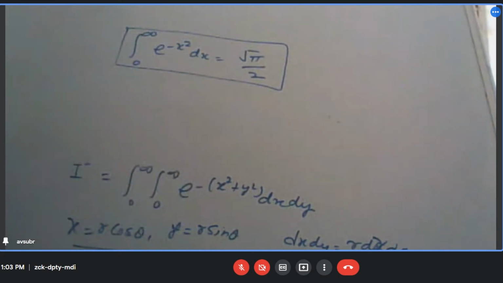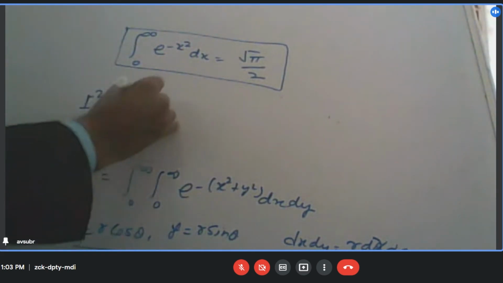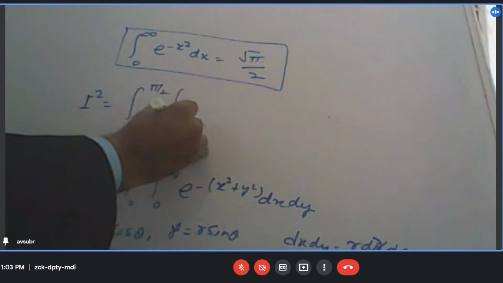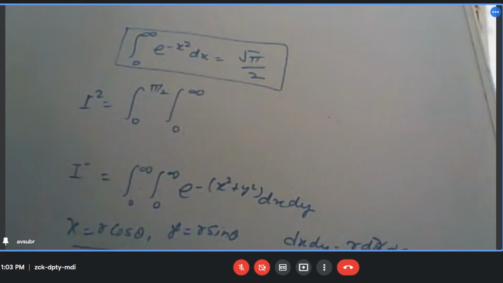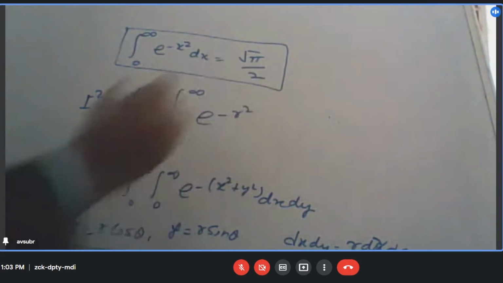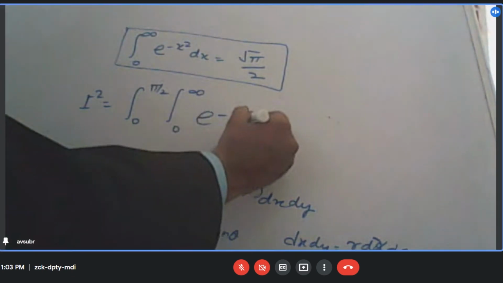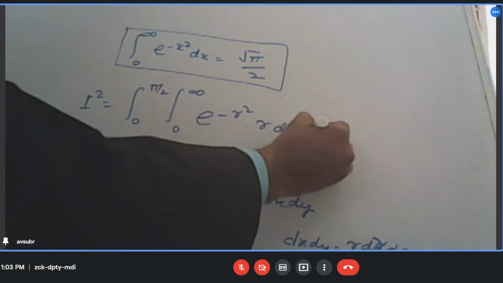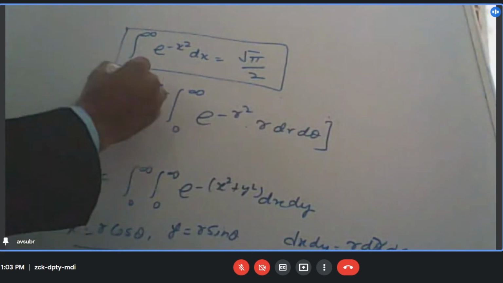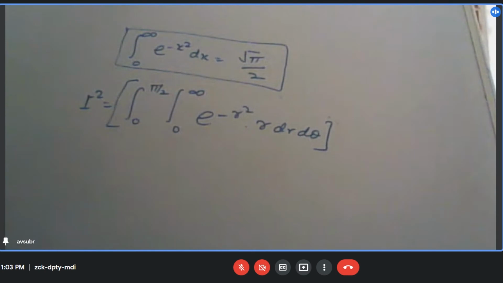Yes, sir. And what will be the limit of theta? Theta goes from 0 to pi by 2, and r goes from 0 to infinity. Yes, okay, sir. e to the power minus r square I can write down, since x square plus y square is simply r square. And in place of dx dy, I can write down r dr d theta.